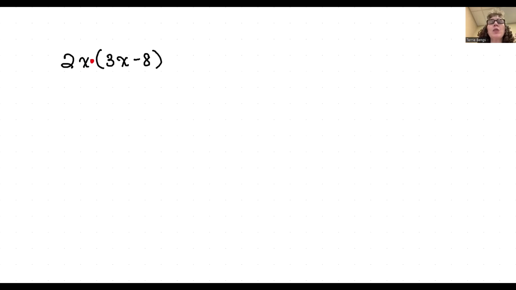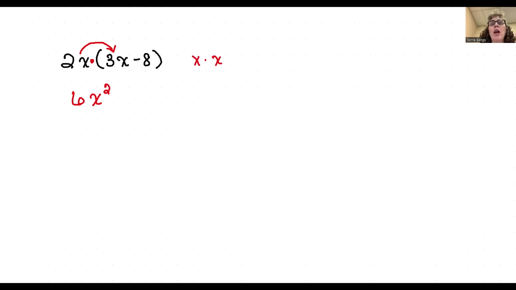So what we're going to do is use that distributive property. We're going to take that term outside, that 2x, and multiply it by each term inside. So first we'll multiply it by that 3x. So we say 2x times 3x. Well, we know that 2 times 3 is just 6. And then we have x times x, so we know there's an x, and we have 2 x's, so this is actually x squared.